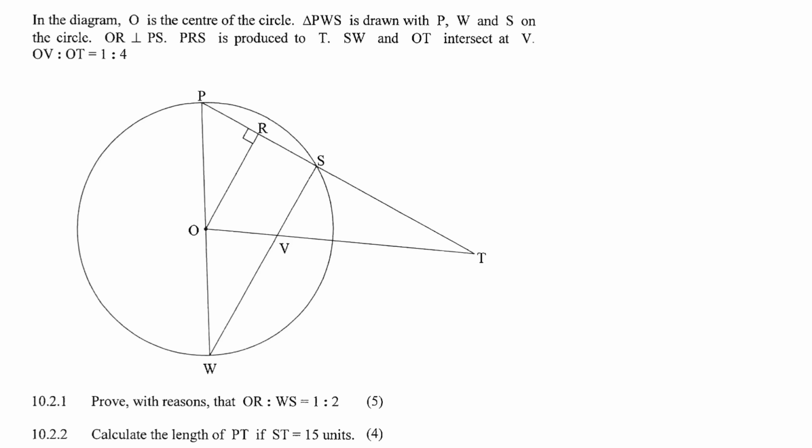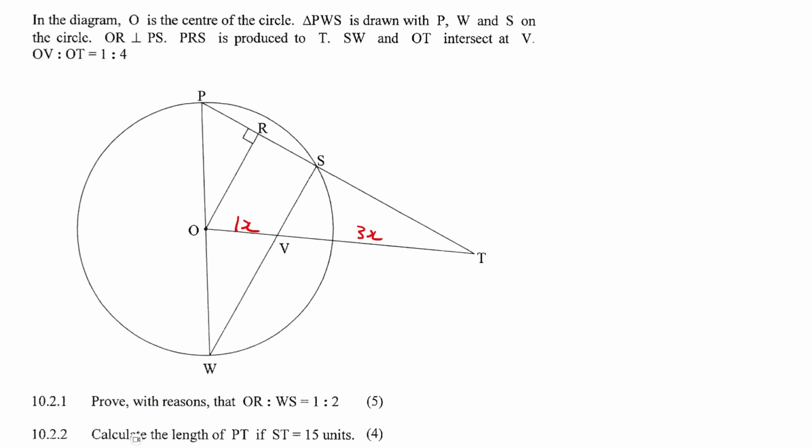In the diagram, O is the center of the circle. PWS is drawn, a triangle PWS with P, W and S on the circle. OR is perpendicular to PS, ERS is produced to T. Okay, here, this is important. OV to OT is 1 to 4. So that means that OV is going to be 1x, and then OT is going to be 4x. So instead of saying 4x, so if this is 4, and this is already 1, then I'm rather just going to label VT as 3. Otherwise, it just looks ugly if I have to put a 4x over there. I'd rather just label this part as 3x.